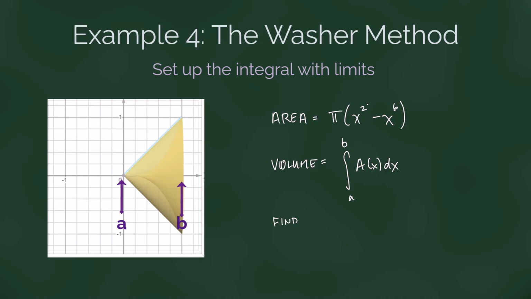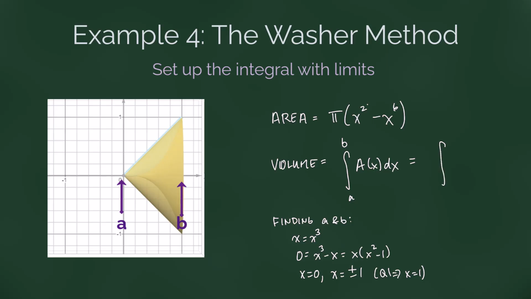We're going to figure out where our two functions intersect each other in order to establish values for a and b. So if we set x equal to x cubed and solve that, we have a cubic equation. We can factor it into x times x squared minus 1 equals 0, giving us that x is 0 or x is plus or minus 1, but we're restricted to quadrant 1, which means we're going to use x equals 1. So now we know that a was 0 and b was 1, so we have the integral from 0 to 1 of pi times x squared minus x to the sixth dx.